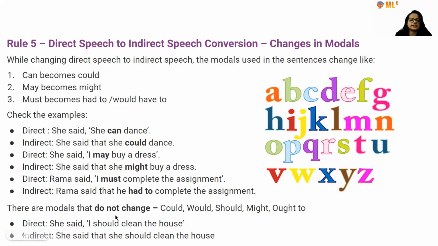Now there are modals that do not change: could, would, should, might and ought to. These are all modals and we do not have to change them. Like, she said, I should clean the house. Indirect: she said that she should clean the house.